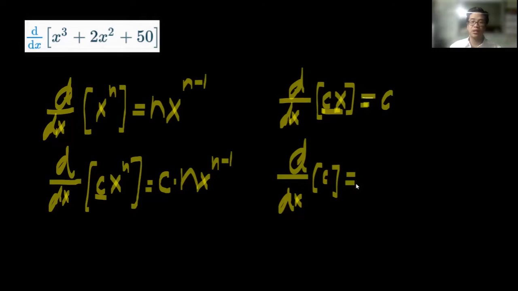Then last but not least, what if only a constant term is given? It could be any type of constant. The derivative of that is 0.